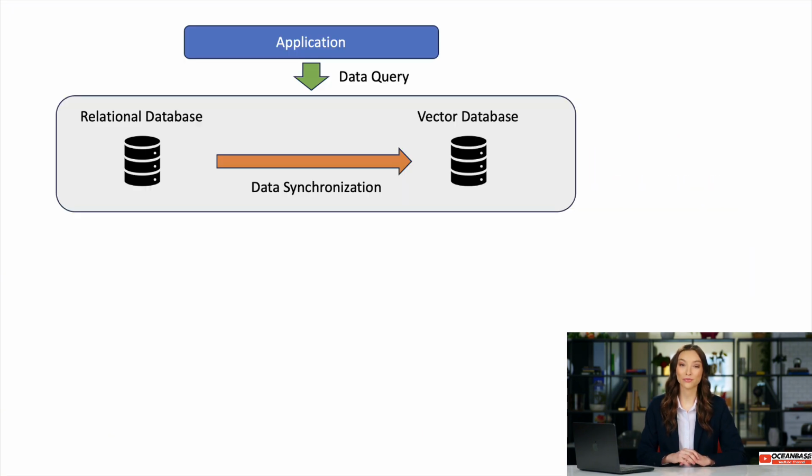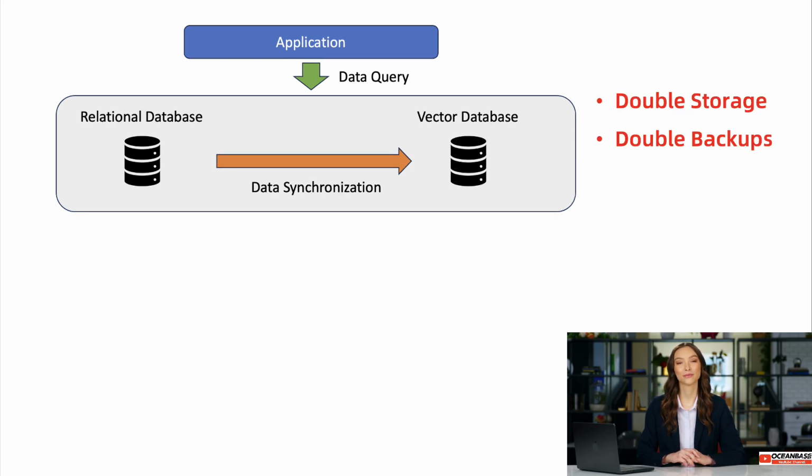So, what's the real pain here? Well, first, you've got data consistency issues. If syncing fails, your vectors and structured data can easily get out of sync. Then there's the operational overhead. You're basically managing everything twice. Double the storage, double the backups, double the monitoring and upgrades.